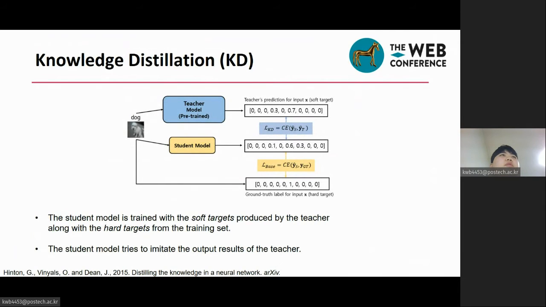Knowledge distillation is a model compression technique that trains a compact student model with the guidance of a pre-trained cumbersome teacher model. The student model is trained with the soft target produced by the teacher, along with the hard target from the training set. By imitating the teacher's outputs, the student can get the distilled knowledge from the teacher.